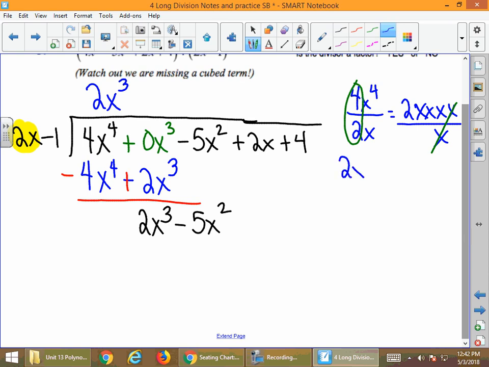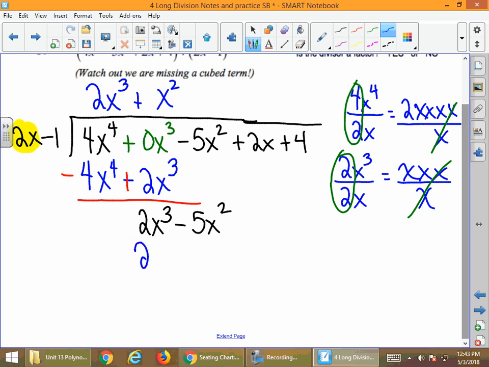2x cubed divided by 2x. We could start with the numbers here, and 2 divided by 2 is 1. So what we really need to worry about is the x cubed, which is x times x times x, divided by x. But what happens is that x cancels out, and we're left with x times x, which can also be written as x squared. I'm going to use that value. x squared times 2x is 2x cubed. x squared times negative 1 is negative 1x squared.